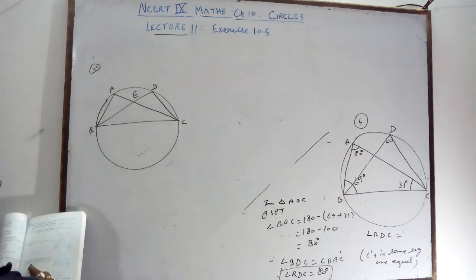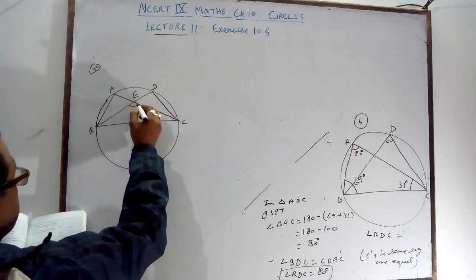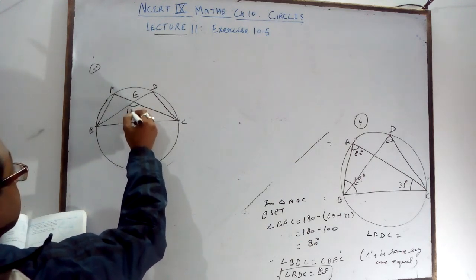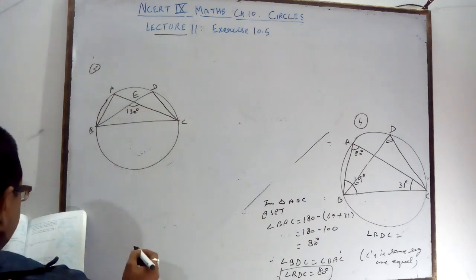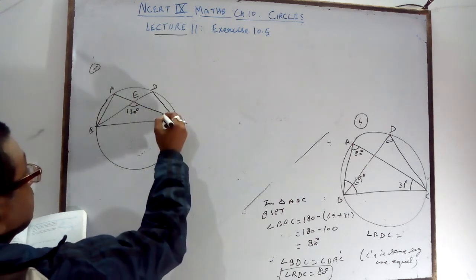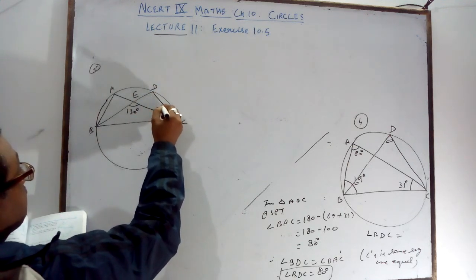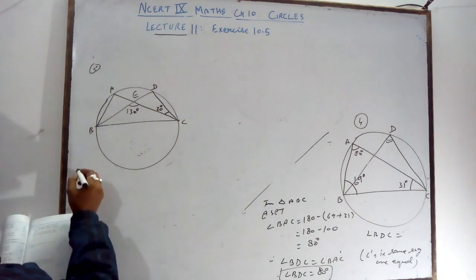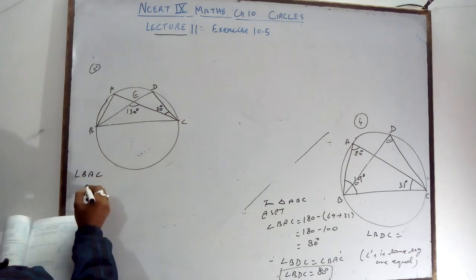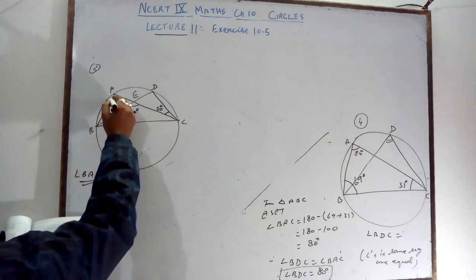It is also given that angle BEC is 130 degrees, and angle ECD is given as 20 degrees. You want to find angle BAC. This angle you want to find out.